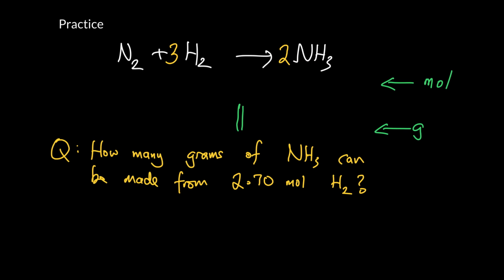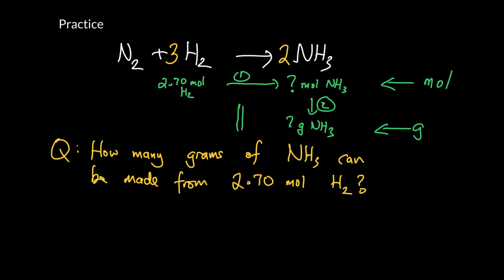So we have 2.7 moles of hydrogen. So we start up here in mole city, 2.7 moles of H2, and we need to convert over here. So we know that we're in the mole lane, so we can get 2 moles of NH3, and then we can sneak down here and get to grams of NH3. And this is a 2-step problem, just like before. And the question is, how do we do each step?